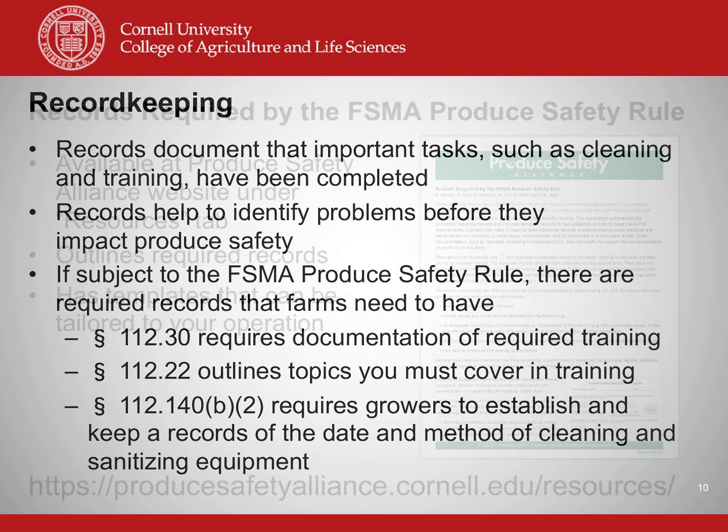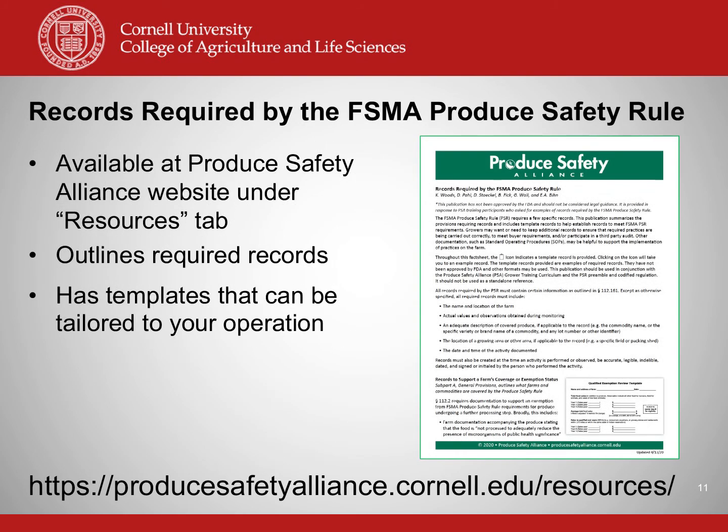Since it can be difficult to establish record keeping, the Produce Safety Alliance has created a document to help identify records required by the Food Safety Modernization Act's Produce Safety Rule. It is available for free download on the Produce Safety Alliance website. There are also templates to help you get started with record keeping. You should tailor them to your farm needs and update them with your farm and packing house name and address.